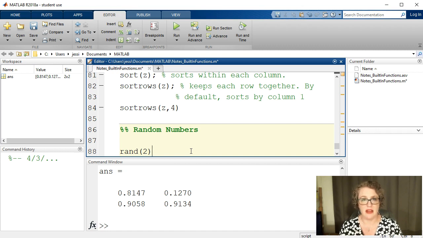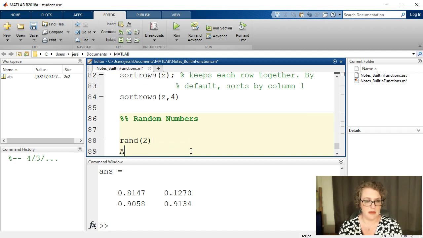So it could be anything. In this case, my format is set to 4 decimal places, so I'm only seeing 4 decimals, but MATLAB is keeping more decimals than that. These are truly any random number between 0 and 1. And it's a uniform distribution, so all the numbers between 0 and 1 are equally likely.